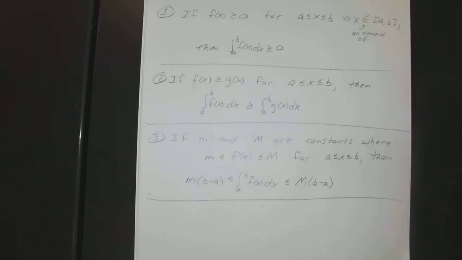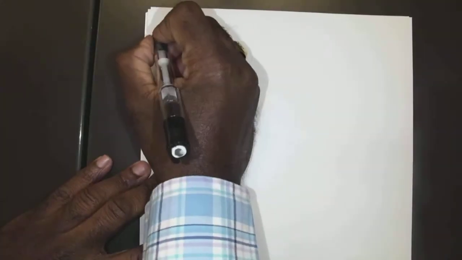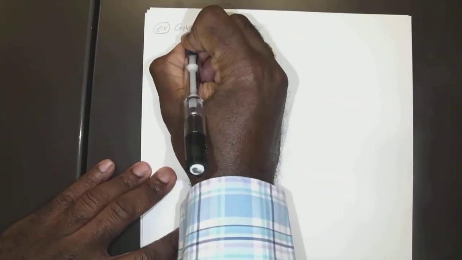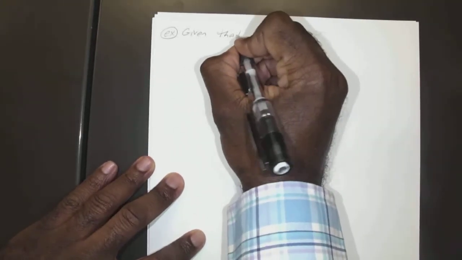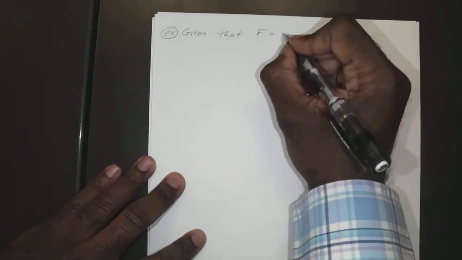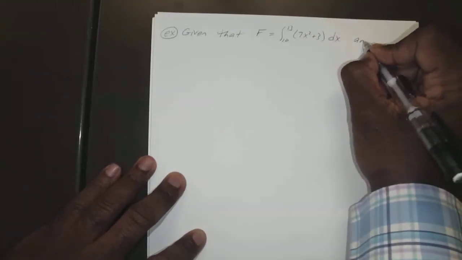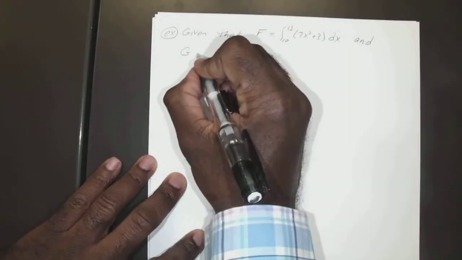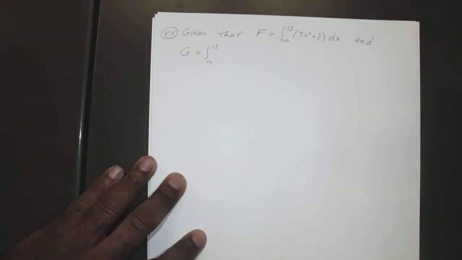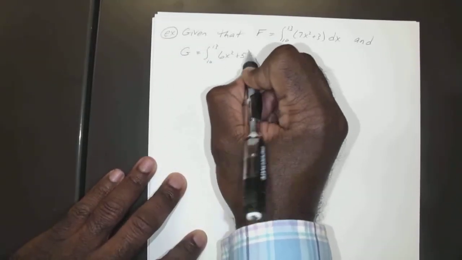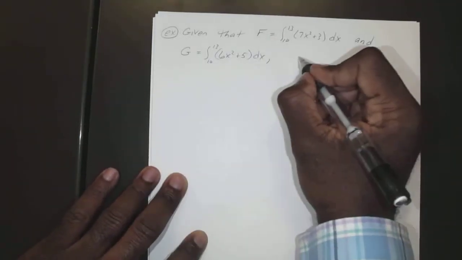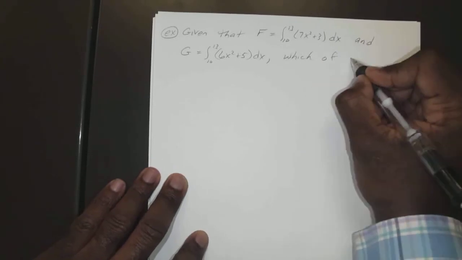All right. So let's, oh, anyone's still writing? All right. Okay, so let's say, for example, if you're given that uppercase F is equal to the integral from 10 to 13 of 7x squared plus 3 with respect to x, and uppercase G is equal to the integral from 10 to 13 of 6x squared plus 5 with respect to x. Which of the following are true?